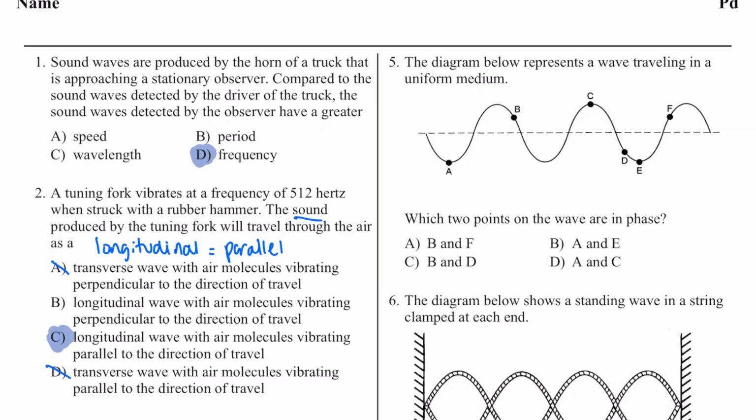Number 5. The diagram below represents a wave traveling in a uniform medium. Which 2 points of the wave are in phase? So remember that in phase means that the waves are perfectly aligned with each other. So in phase points would be at the same position. So if we look at all the answer choices, A and E are the only points which actually align with each other as they are both troughs. So choice B is correct.